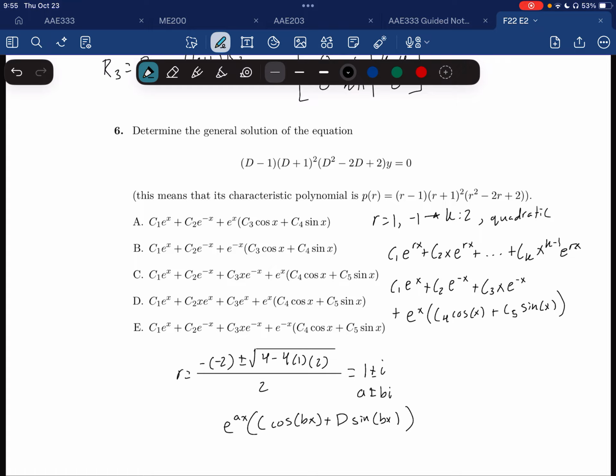No reason to put any x's here because nothing repeats, right? That being said, our solution is going to be option C. It matches up exactly with what we have written out here.